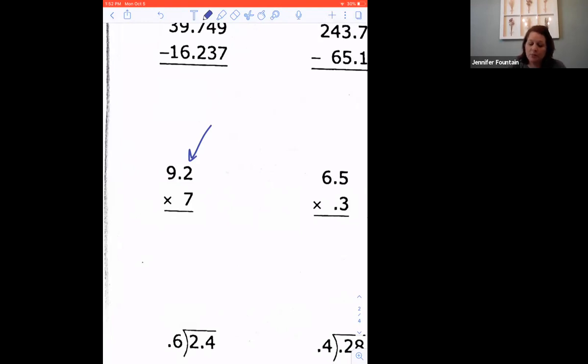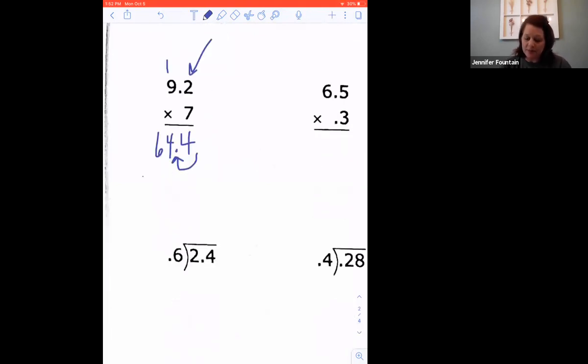So in this one, I would just multiply 2 times 7 is 14, carry my 1. 9 times 7 is 63, plus 1 is 64. Then I can see I've got 1 decimal place in my problem. So that means I start at the right-hand side, move 1 place to the left, and that's where I put the decimal in my answer. Okay? So count the number of places in your problem, start at the end of your product, move that many places to the left, and that's where your decimal point goes.